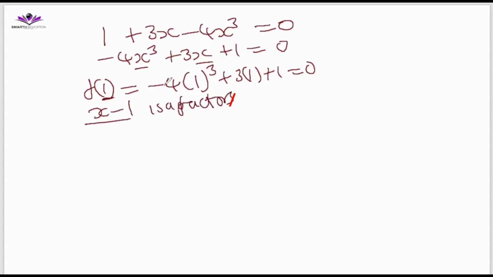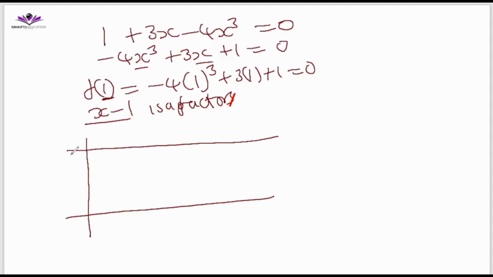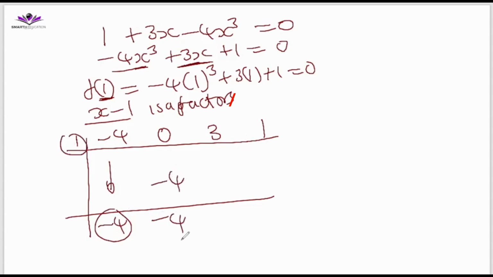Now how do we find the other factors? We draw our table. The number that gave us 0 is 1, so we write it there. And then here we write the coefficient of x cubed, which is negative 4. The coefficient of x squared is not there, so it means it is 0. Write 0. The coefficient of x is 3, then the constant 1. See, we have 4 numbers there. Drop the first number, negative 4. Negative 4 times 1 is negative 4. Then 0 minus 4 is negative 4. Then negative 4 times 1 is negative 4. Then 3 minus 4 is negative 1. Negative 1 times 1 is negative 1. Then we get a 0 there.